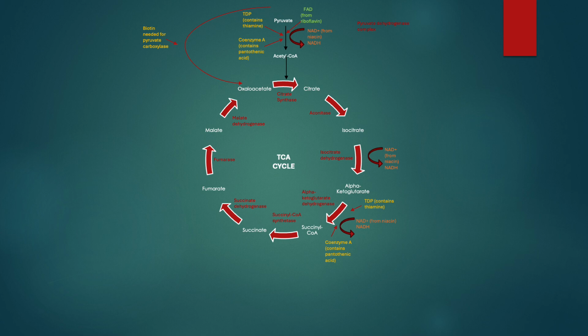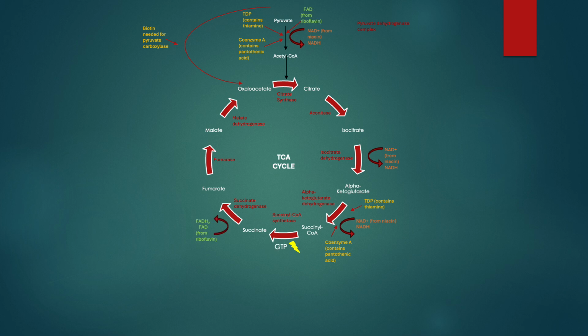Next, alpha-ketoglutarate is converted to succinyl-CoA by alpha-ketoglutarate dehydrogenase. This reaction produces a second NADH and is dependent on TDP from thiamine and coenzyme A from pantothenic acid. Next, succinyl-CoA is converted to succinate by succinyl-CoA synthase, producing a guanosine triphosphate, or GTP, which can be converted to ATP by substrate-level phosphorylation.